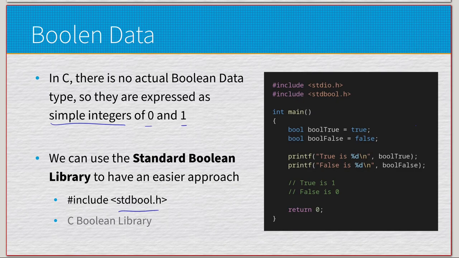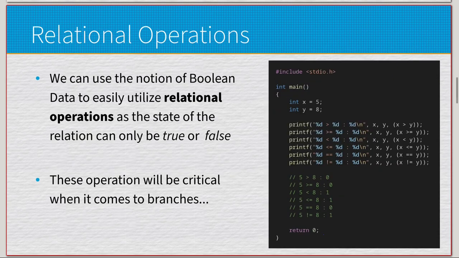So, kind of a similar idea, but you can see here that we have printf, true is percent d, bool true. Yes, it is a bool type, but it's still an integer at the end of the day. And if we print out, we get true is 1, false is 0. So that is the basis of how Boolean data works. We have 1 for true, 0 for false.